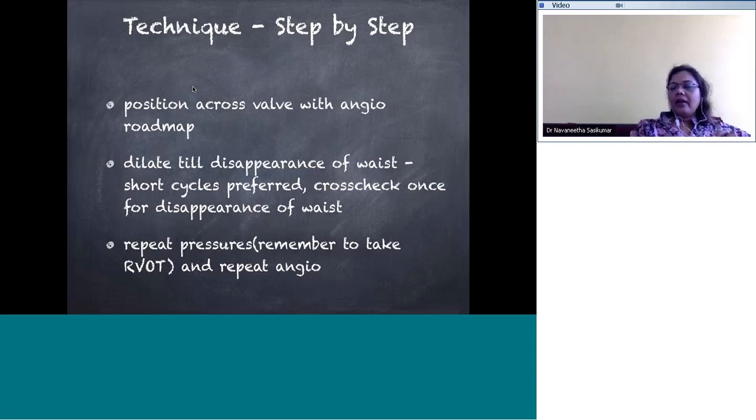A repeat angiogram will help you to see the improved valve mobility, the increased width of the jet which goes across the valve, and will also help you document whether we have caused tricuspid valve leak with the dilatation or there is damage to any of the structures during the maneuvering for the dilatation.